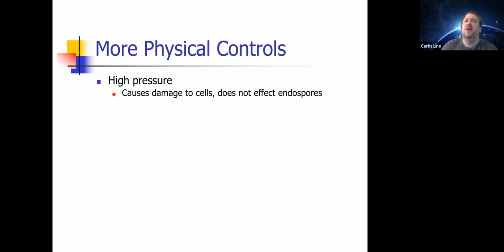Okay, so again, we talked about pressure with the autoclave. Now, when you just do pressure by itself, remember we talked about how the cell wall of bacteria can help them withstand that a little bit, and certainly the endospore layer will help them withstand that as well. So just high pressure by itself is usually not so great. That's why an autoclave will use a combination of high pressure and high temperature.